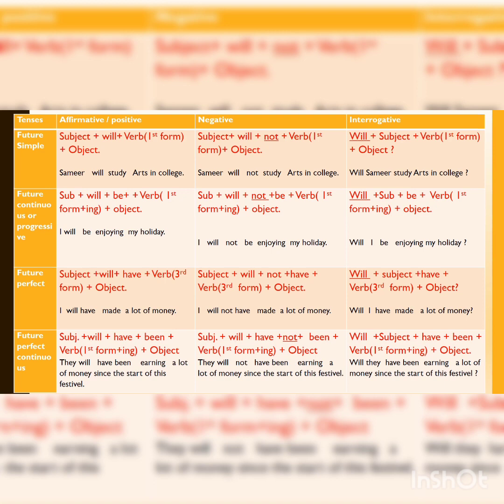And the last one is the interrogative. Here the structure is will plus subject plus have plus been plus first form of verb plus ing plus object. For example, will they have been earning a lot of money since the start of this festival?